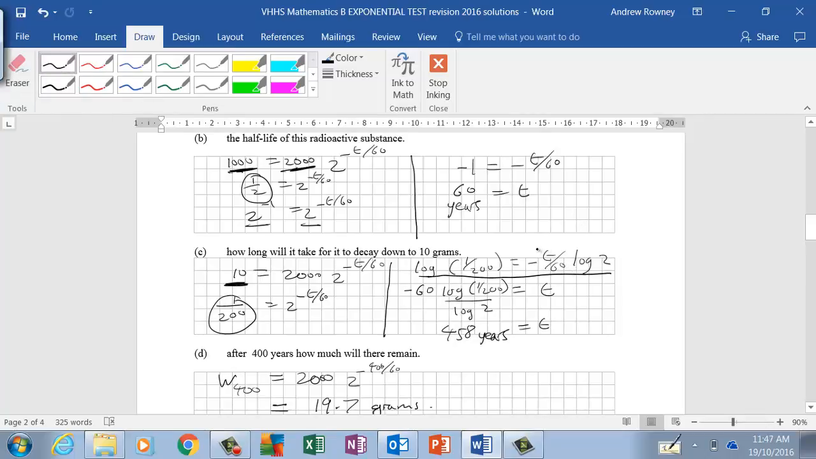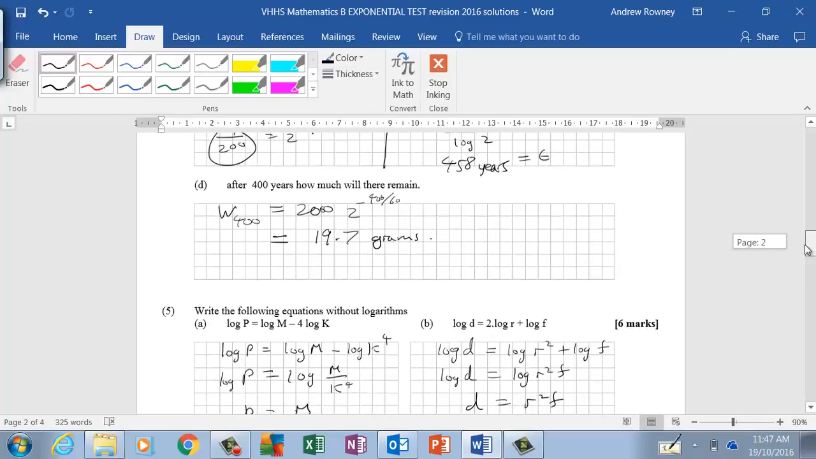That is separate from there. That's t minus t60 times log 2. So to get the log 2 over, we divide it, and then to get the 60 over, we times it. So times 60, divide log 2, and put all that into the calculator, you get 458 years.